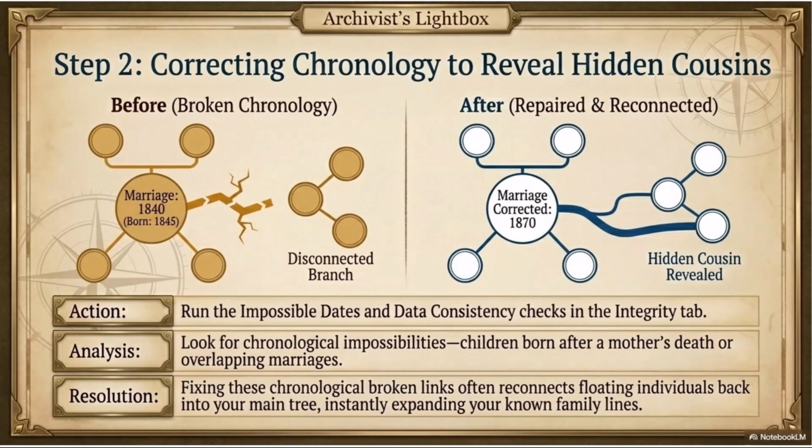Once your structural and chronological errors are cleared, your dataset becomes completely stable. At this point, you can navigate away from auditing what you already have and shift to the Discovery tab. Here, GED Miner changes its focus entirely, moving from tracking errors to actively identifying what is missing from your tree, specifically targeting unrecorded births, marriages, and deaths.